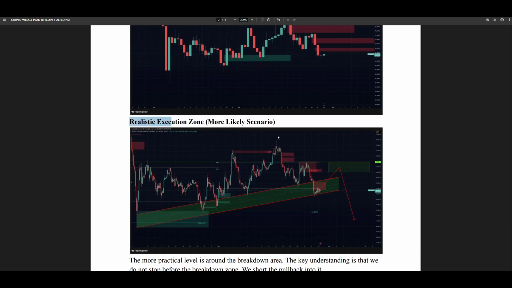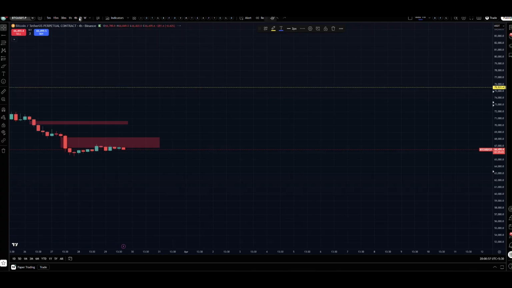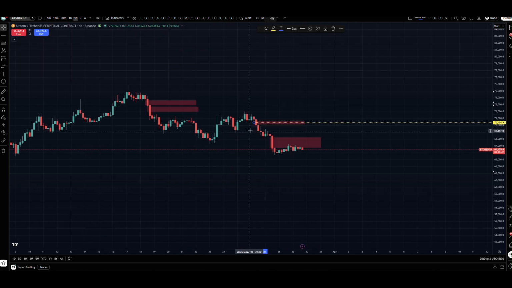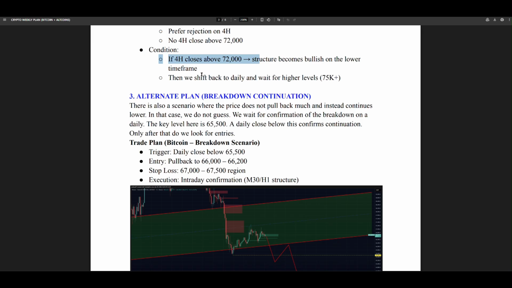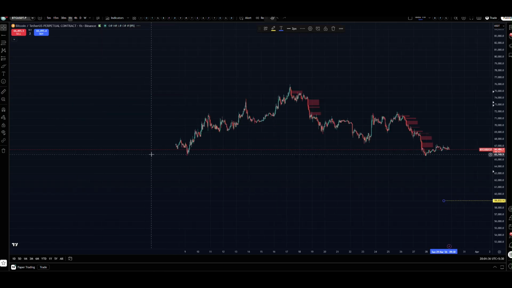But the realistic execution, the more likely scenario, is that the market could tap into the next likely imbalance that's there, which is around here, 73,500. Obviously, that was tapped into somewhat here as well. So that's why I have lowered it a bit, around 70,000, 70,500. If we get into that area, that's the imbalance that we can tap and short. Also, we have to be open that we might not get these conditions, the 72,000 close and all those things. An alternate plan has to be there as well, if the market just continues selling off.